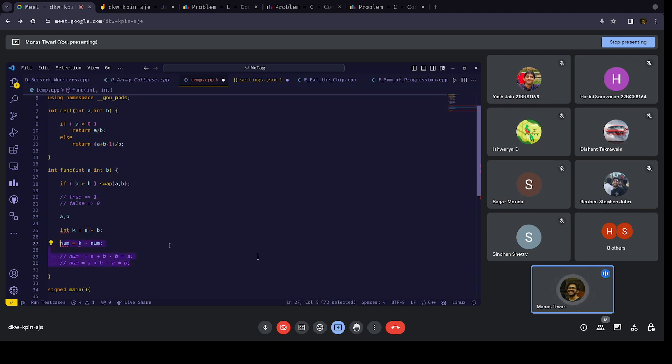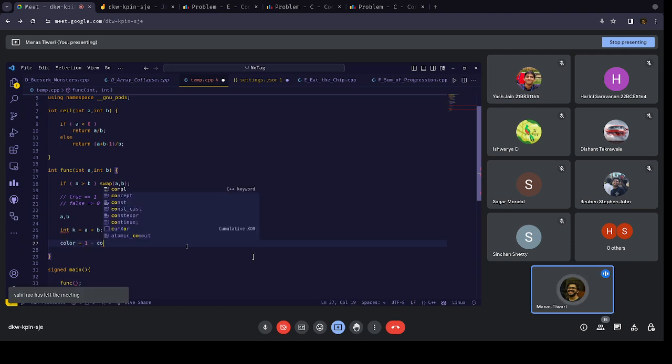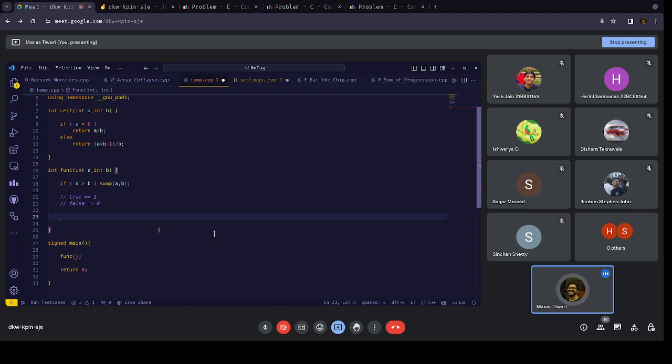Again, this is used in bipartite checking in graphs. We want to alternate between zeros and ones, so you just do color equals 1 minus color. It's just an assignment. We'll come to that again, and not just this coloring. Usually for graph coloring, you can use things like this, but this is mostly for alternating between two elements, not for more than two colors.